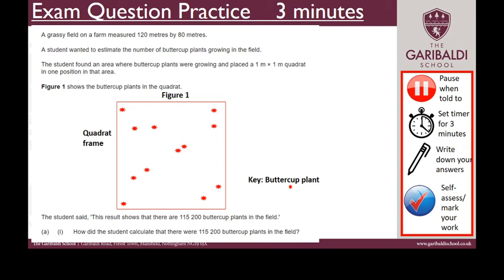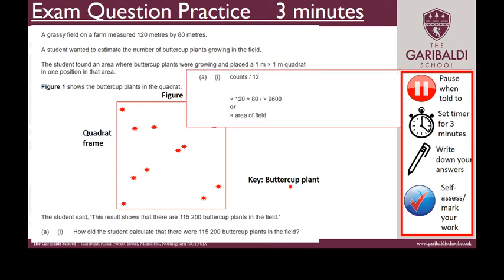Let's have a look at the answer. So how does the student calculate that there were 115,200 buttercup plants in the field? So this is your answer. You need to make sure that you've counted. There's 12 buttercup plants in this quadrat.